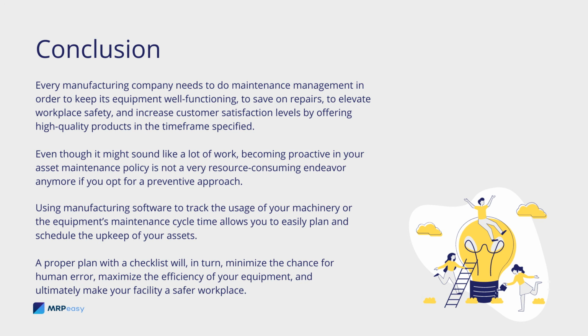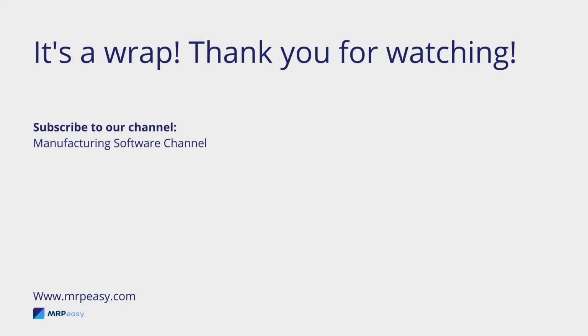Using manufacturing software to track the usage of your machinery or the equipment's maintenance cycle time allows you to easily plan and schedule the upkeep of your assets. A proper plan with a checklist will, in turn, minimize the chance for human error, maximize the efficiency of your equipment, and ultimately make your facility a safer workplace.